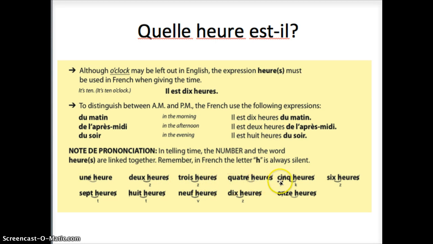4 heures, 5 heures, 6 heures, 7 heures, 8 heures, 9 heures. So 9 is the only one finishing with the F, and the liaison is pronounced V. 9 heures. 10 heures, 11 heures. So practice, try to practice at home.